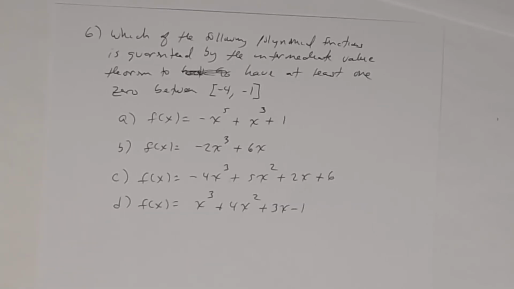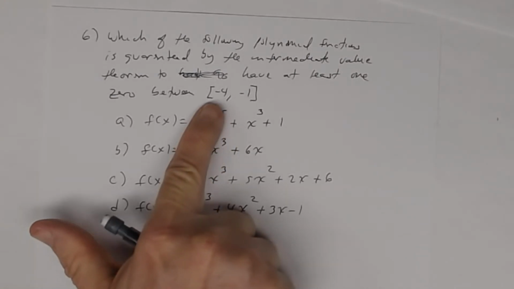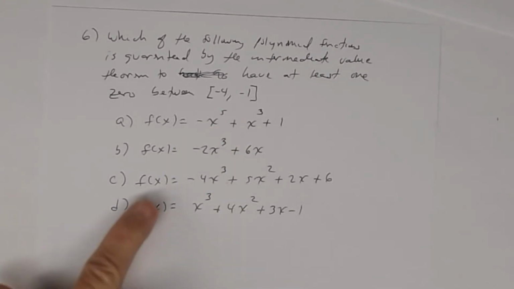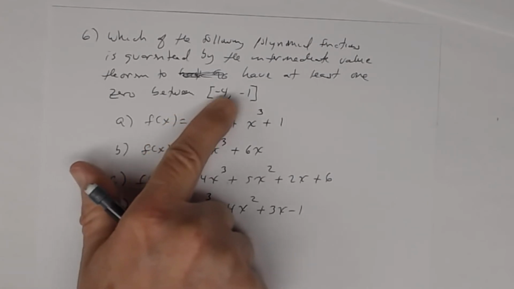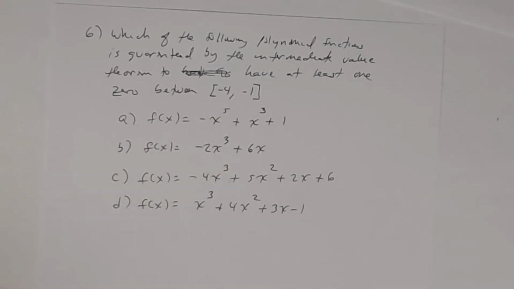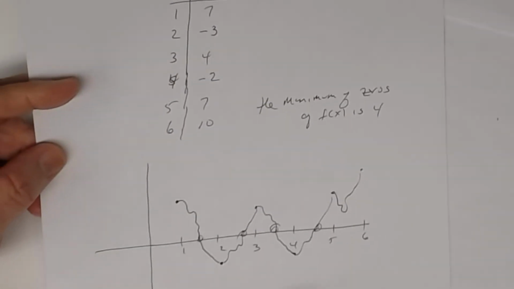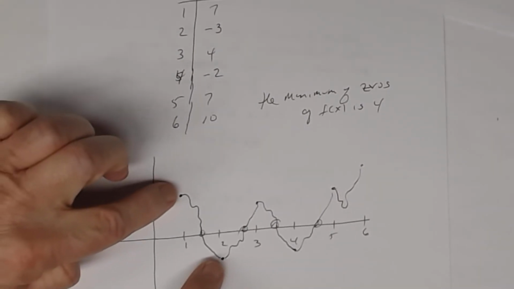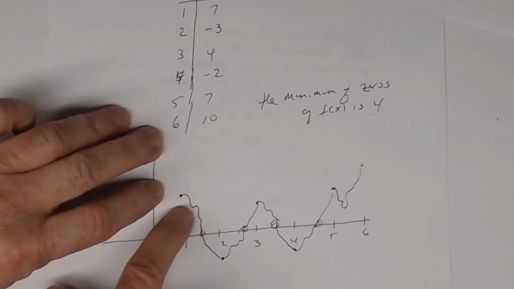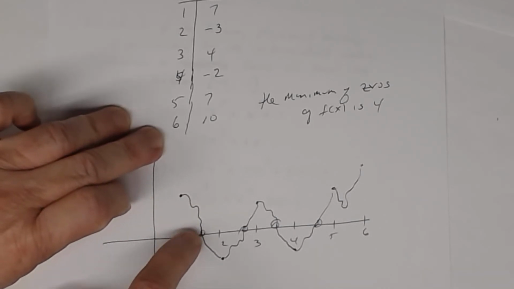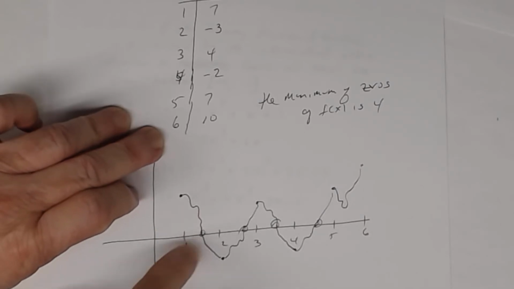All right, so let's look at the last one. This will be the last one we're going to do on the intermediate value theorem. So it says, which of the following polynomial functions is guaranteed by the intermediate value theorem to have at least one zero in the interval between -4 and -1? So for each of these, you have to determine what f of -4 is and what f of -1 is. And remember the intermediate value theorem, just like in the previous example, says that if the y value is positive in one case and the y value is negative in the other, then there's got to be at least one zero, at least one place where the graph crosses the x-axis.